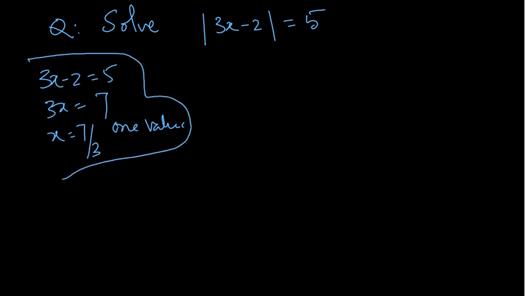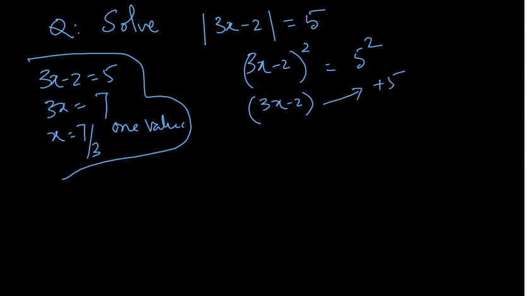But then here, as I said, square both sides. That means you have 3x minus 2 whole squared equal to 5 squared. Then you have 3x minus 2 equal to either plus 5 or minus 5. So in case of plus 5, you get x equal to 7 by 3. In case of minus 5, you'll have x equal to minus 1. Makes sense, right? So how do we check it?